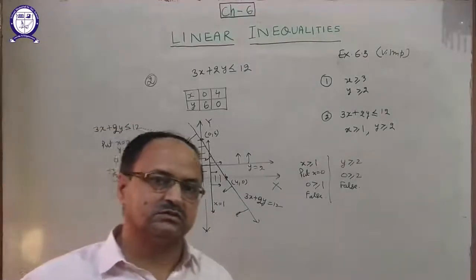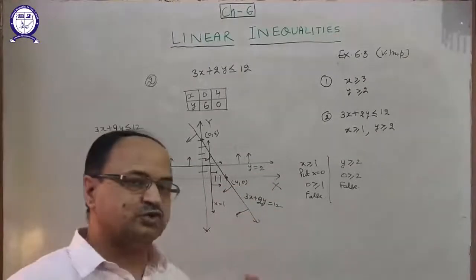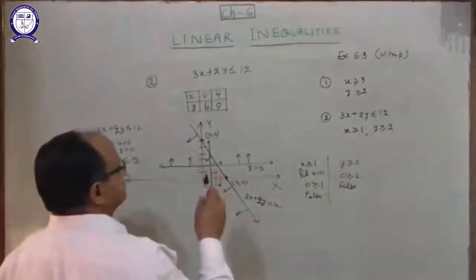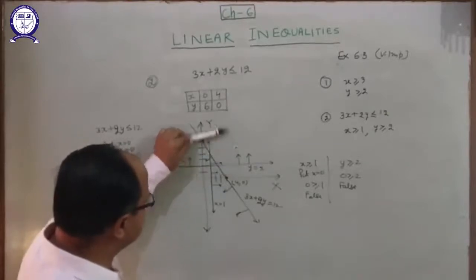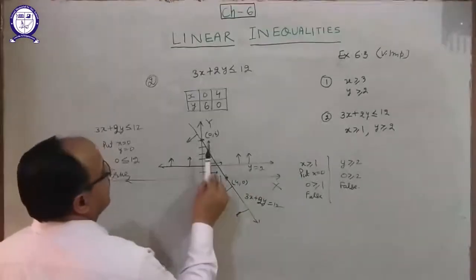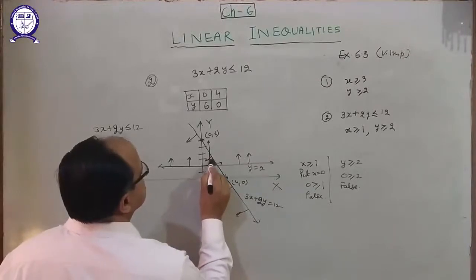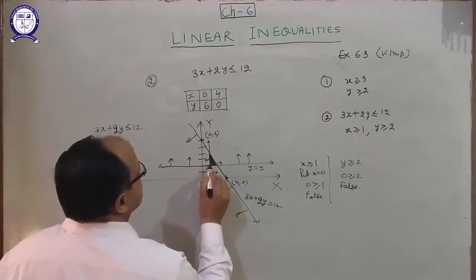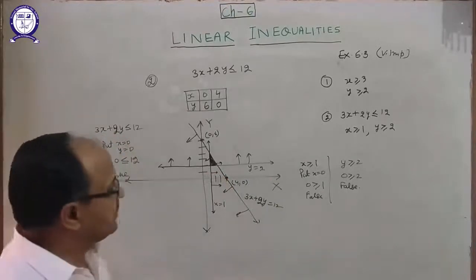Now find out the solution of all three inequalities. Which portion satisfies all three? Yes, look on the board. Away from origin, this portion, and towards origin, this portion, and this is away from origin. The correct solution is this. This is the solution of question number 2. Clear? Okay. Thank you.